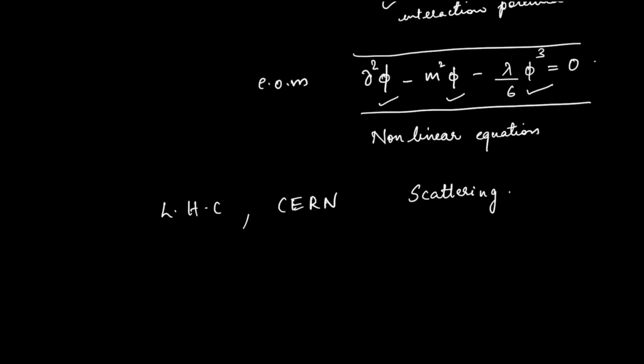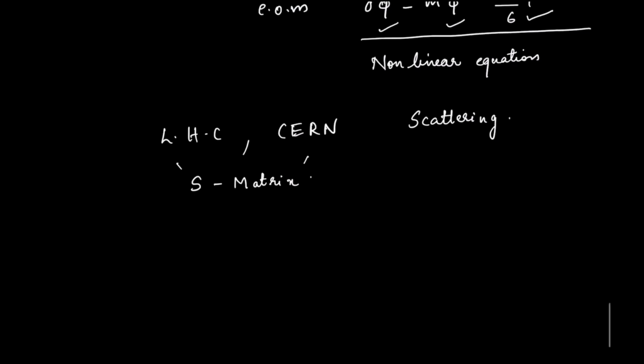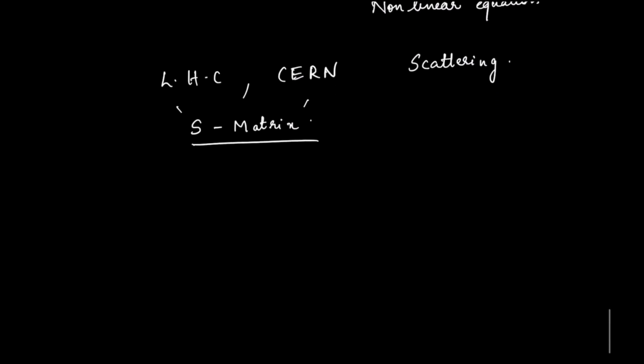From the point of view of quantum mechanics, one of the important objects in scattering theory is the S matrix. The S matrix is one of the key observables for scattering.